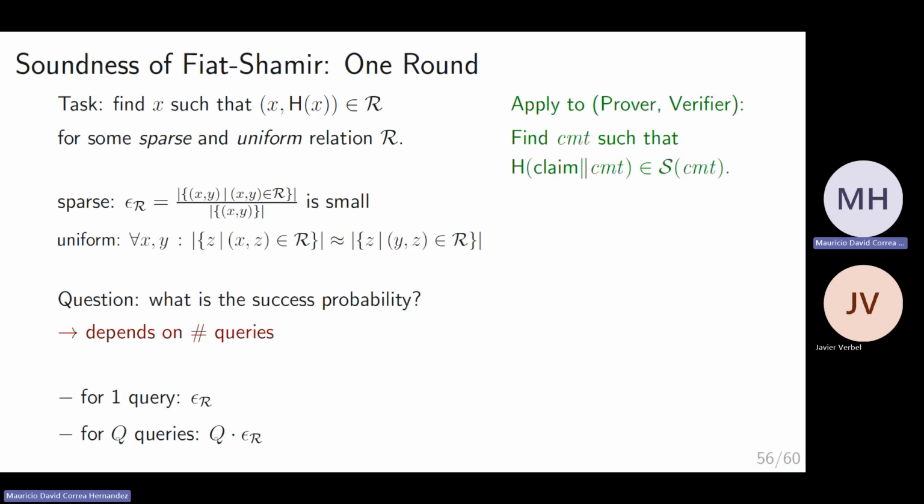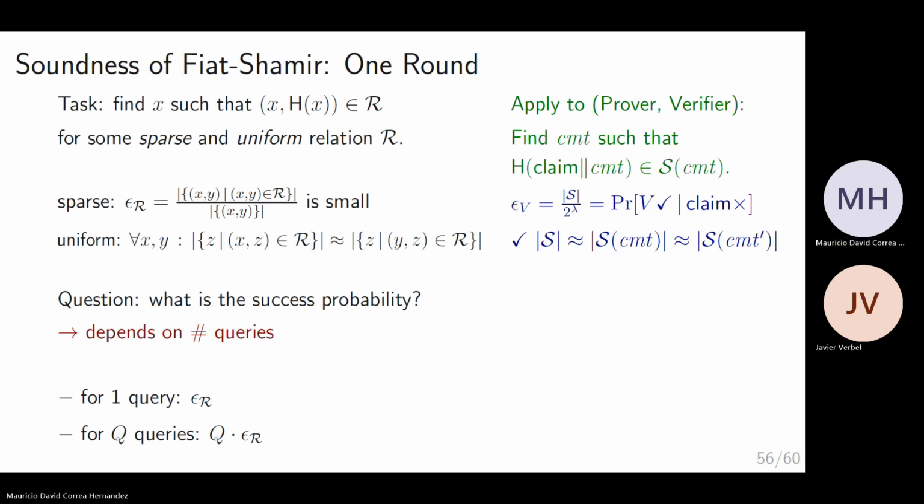And we can apply this to a one-round protocol, where the task is to find a commitment such that the hash of the claim concatenated with the commitment is in some set of suitable challenges. And from the interactive soundness, we know that this set induces a relation that is sparse. And from uniformity, this is a little hand waving, but by and large, it's safe to assume that the size of this set of suitable challenges doesn't really depend on the concrete commitment given.